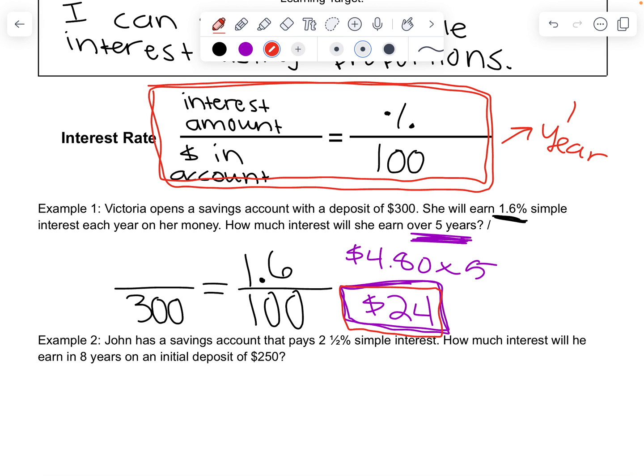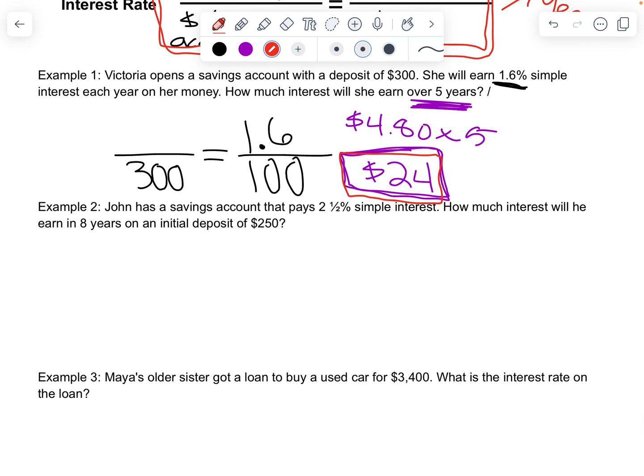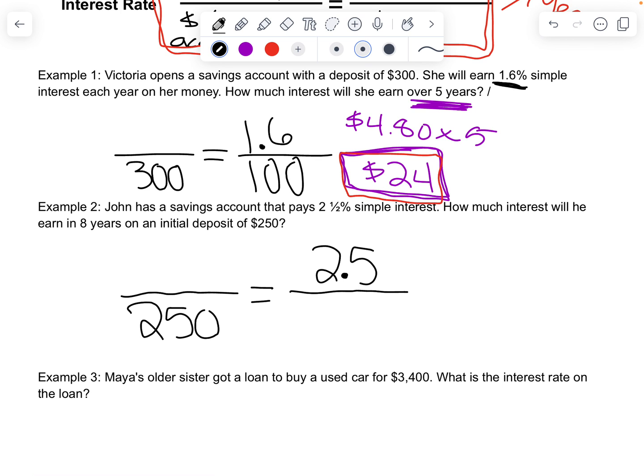That's why you want to put more money in the bank, more free money. The second example says John has a savings account that pays 2% simple interest. So my percent goes on top, 2.5%. How much interest will he get in 8 years if he puts in $250? So he's going to put in $250 into the bank. He gets 2.5%. So he asked the bank to hold on to his $250.